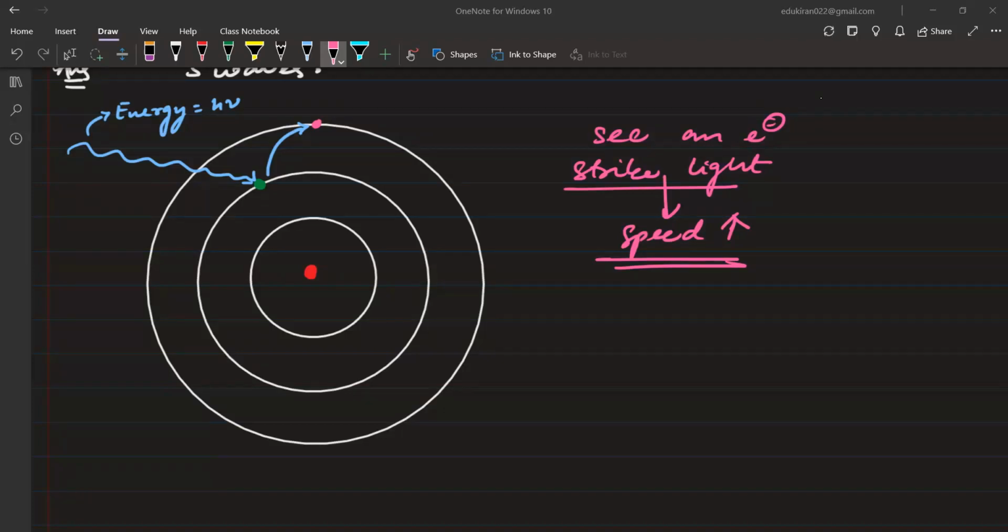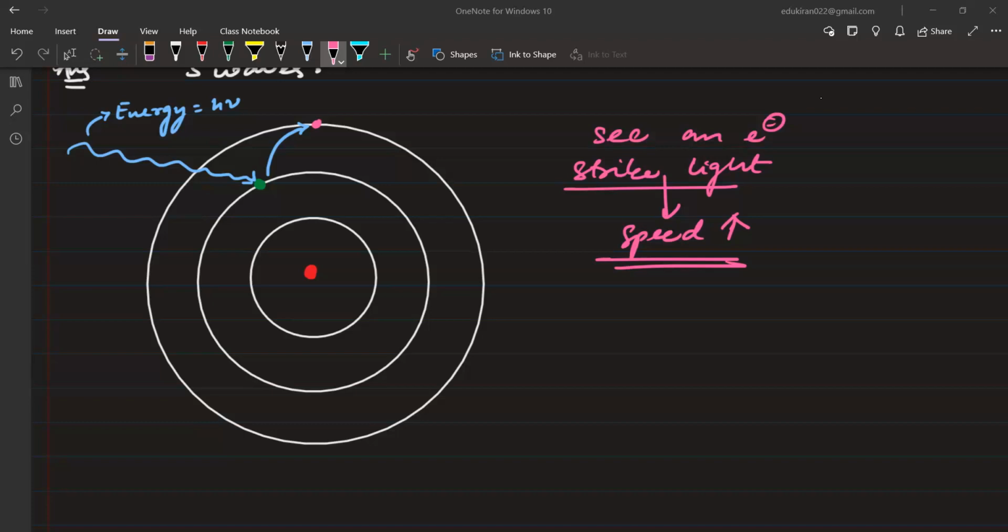Correct? No doubt now. Yes, sir. That is the Heisenberg uncertainty principle. What did Heisenberg say? Heisenberg said that it is impossible to determine the exact velocity and position of a moving electron simultaneously. All of you understood Heisenberg principle?